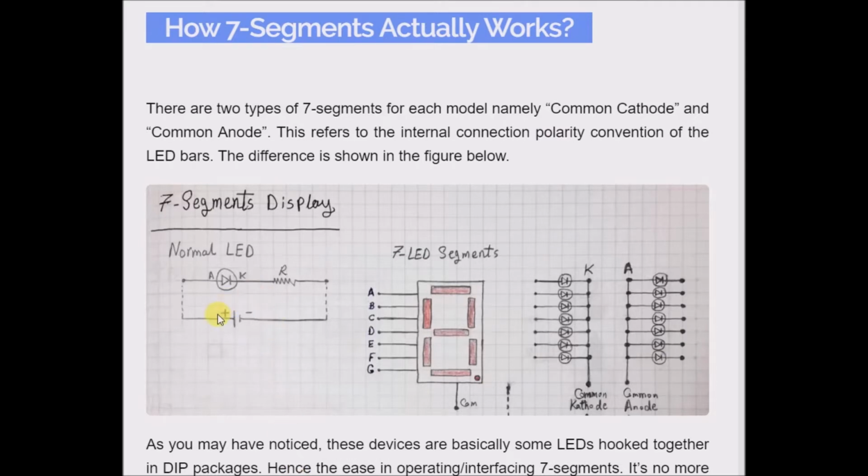So there's a normal LED where the power is going to the anode through a resistor and back to ground. Okay, I think I've seen these before, so I think it's straightforward. In this case, the LEDs all share a common cathode, which I suppose is the ground, and in this case they all share a common anode.